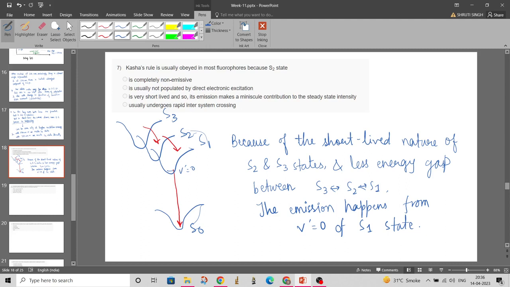So to answer this question, the answer is C. Because of the short-lived nature of the higher excited states, even if emission is coming from them, it will be very minuscule, very nominal in comparison to the emission coming from the S1 state. So it is not seen in the emission spectra. So the answer is C.